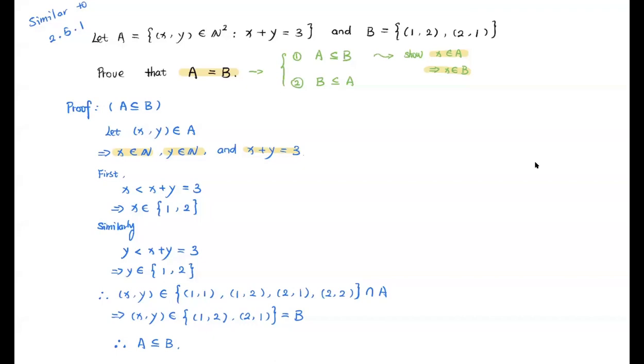Doesn't this show that A equals B? No, it doesn't show A equals B. This only shows that A is a subset of B. Now we need to show B is also a subset of A to claim that they're equal, okay? When you prove two sets are equal, you have to show they are subsets of each other. We don't accept any other answer.